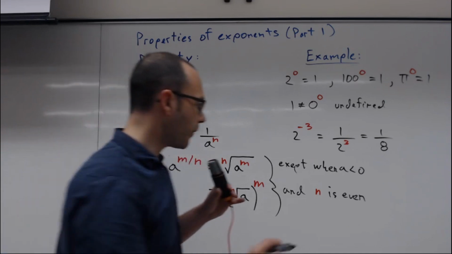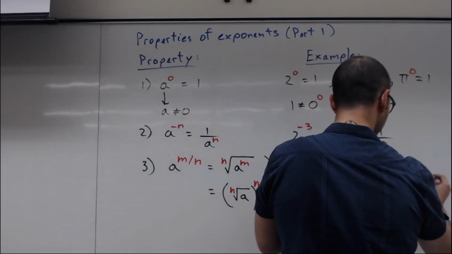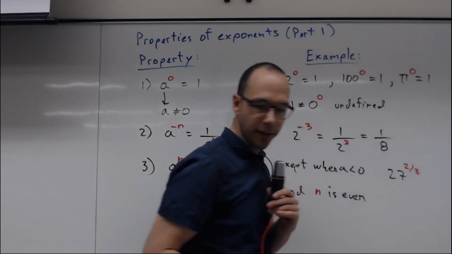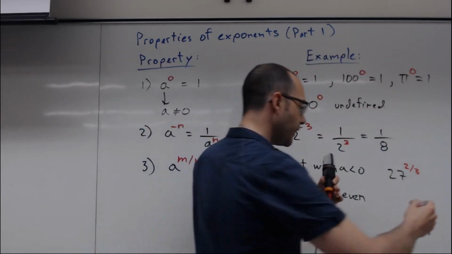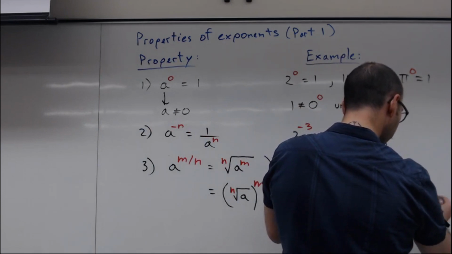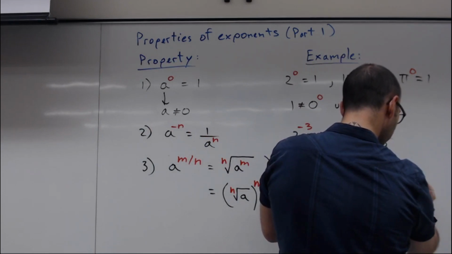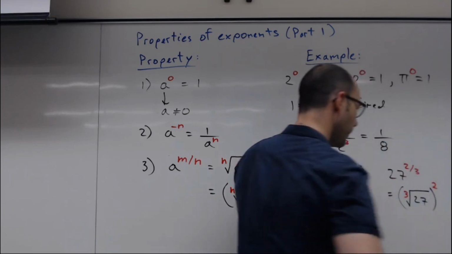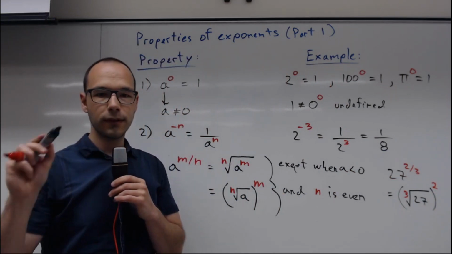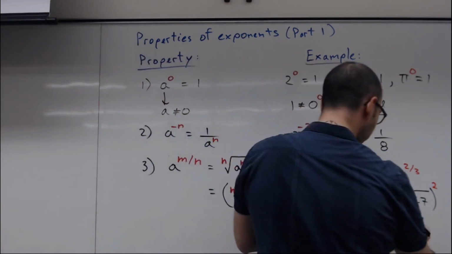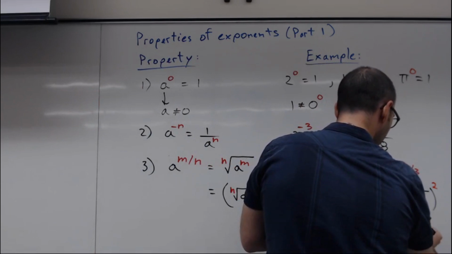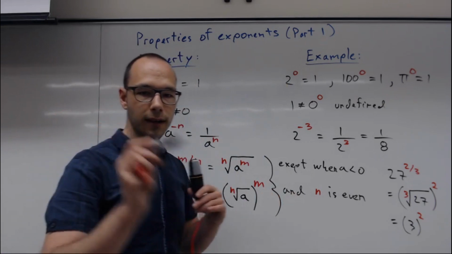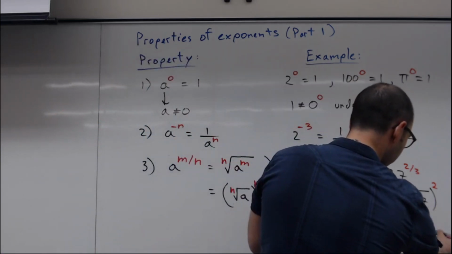So here's an example with 27 to the power of 2 over 3. So 27 to the power of 2 over 3 is going to be equal to the cube root of 27, all of that to the power of 2. So the cube root of 27 is going to be 3, and it's going to be to the power of 2. And 3 squared is going to be 9. So this is just equal to 9.